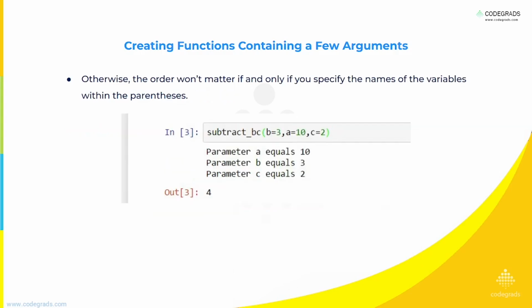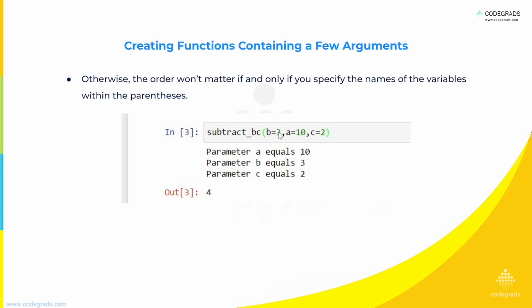Now when we have to shuffle the places, instead of first passing a, I want to pass b. So we need to specify the value which we are passing. I want b equal to 3, a equal to 10, and c equal to 2. So this order also matters.